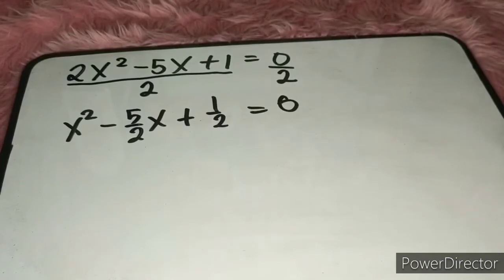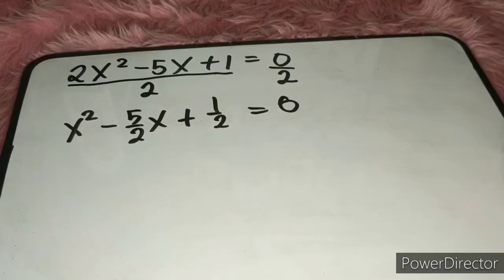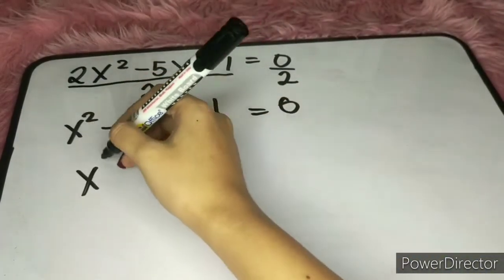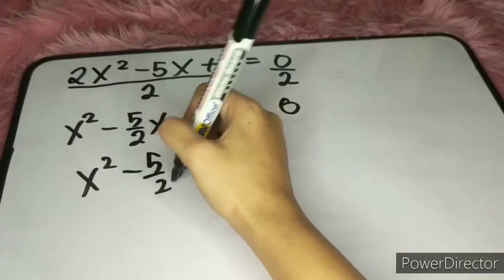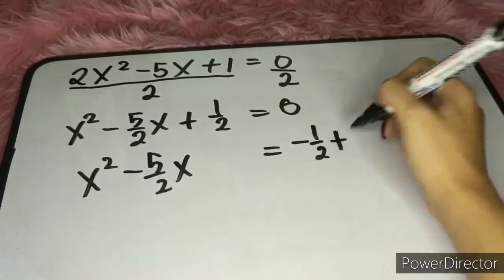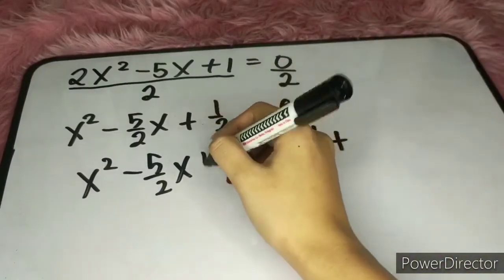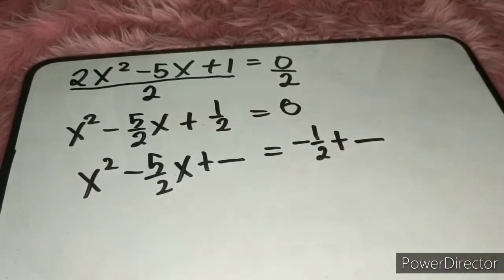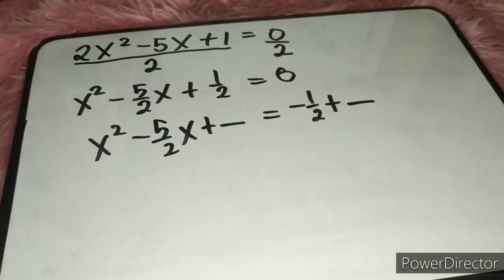And then our second step is to separate all variable terms. So we will be transposing. So let's have x squared minus 5 halves x is equal to -1/2. And then when I am completing the square, I put a blank there to be used later after I find the square of half of b.